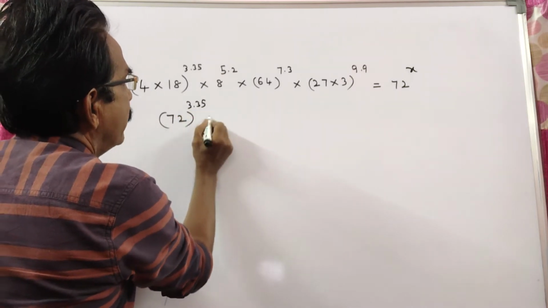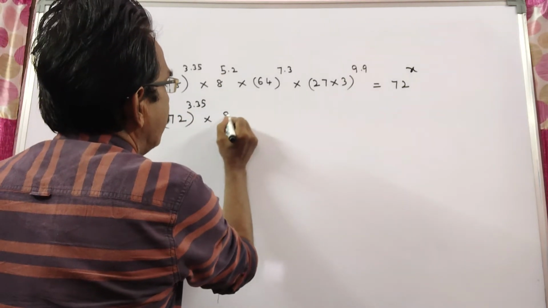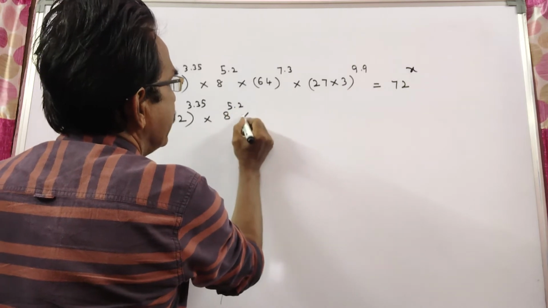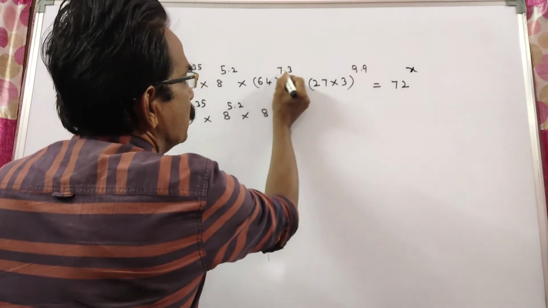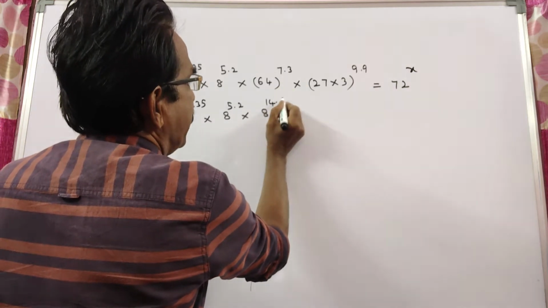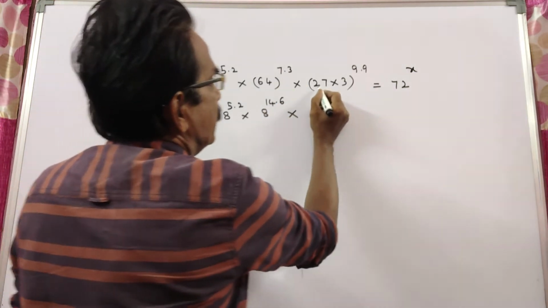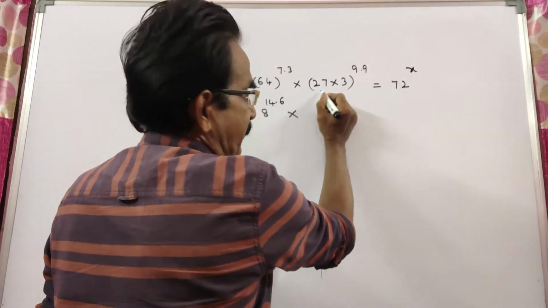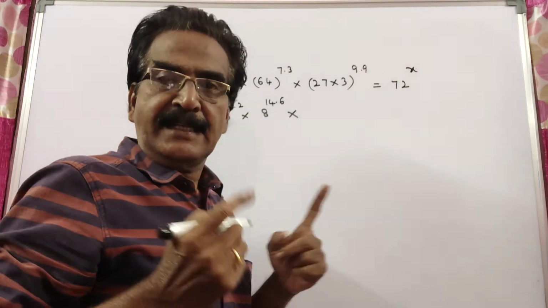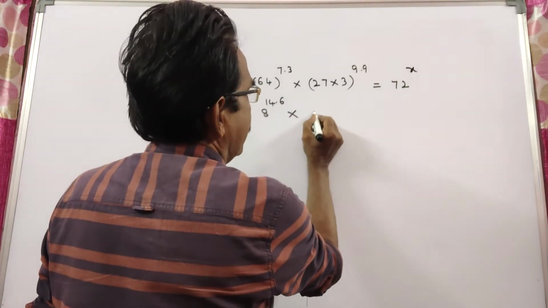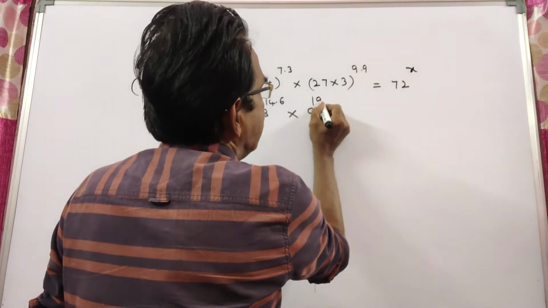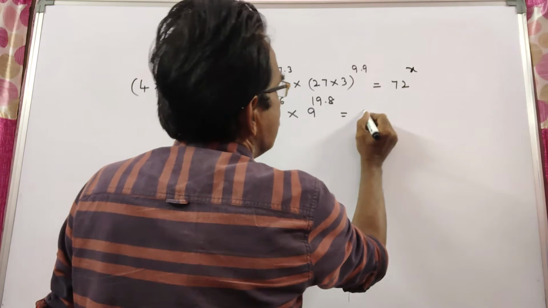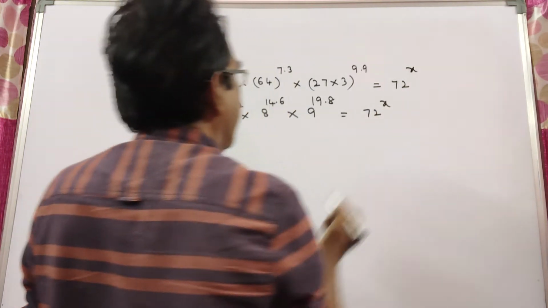3.35 into 8 power 5.2 into 64, which means 8 square, 8 power 2 into 7.3, that is 14.6, into this is 81. 81 means 9 square, 9 power 2 into 9.9, that is 19.8. This is equal to 72 power x.